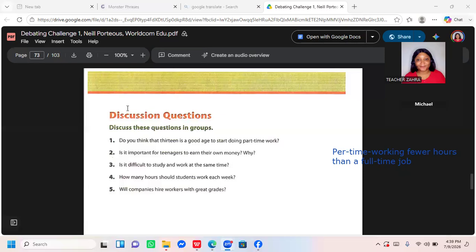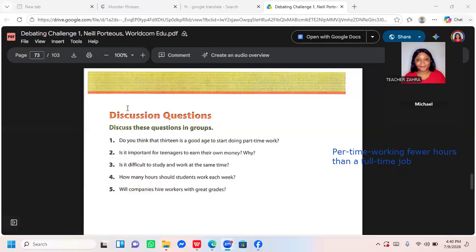The next question we have, is it difficult to work and study at the same time? Do you think it's difficult to work and study at the same time? No. If the job is easy, okay, if the job is easy, it's not difficult. What if the job is not easy? It is difficult. Okay, all right.